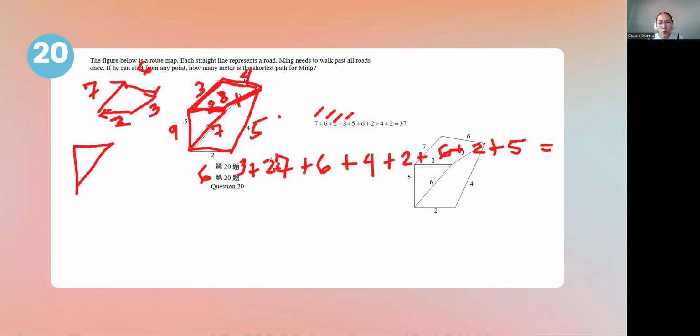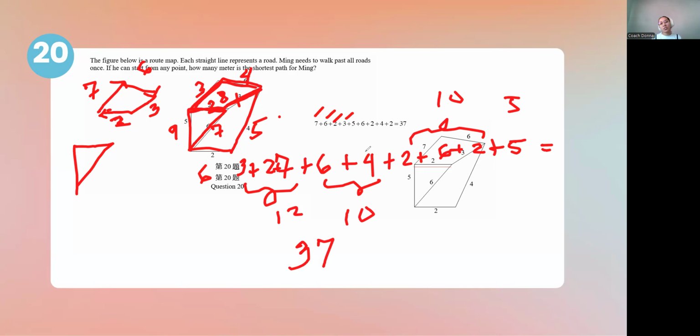So 3 plus 2 is 5, plus 7, that's 12, plus 6, that's 18. I know this is 12. This is already 10. This is already 10. And this is 5. So we have 10, 20 plus 12. That's 32 plus 5. That's 37. That is the shortest path described right here.